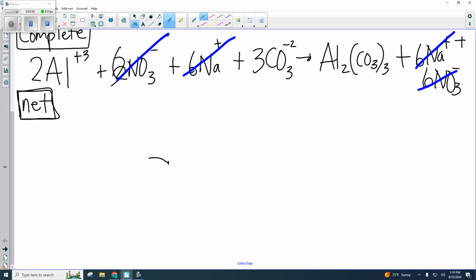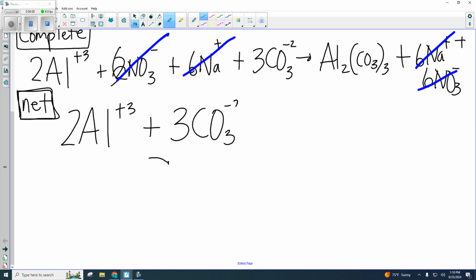So what I have left then is my aluminum ions, 2 moles of it, reacting with 3 moles of my carbonate ion. And I'm getting aluminum carbonate. And this is my solid. So this is what is reacting together to make our precipitate.